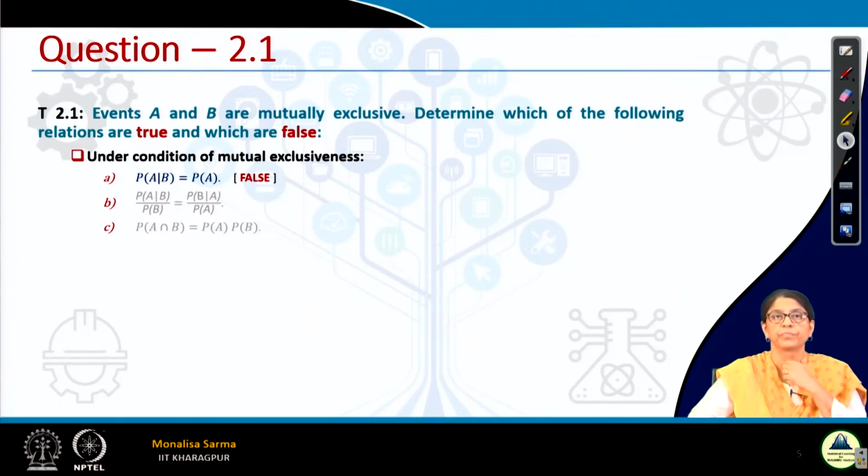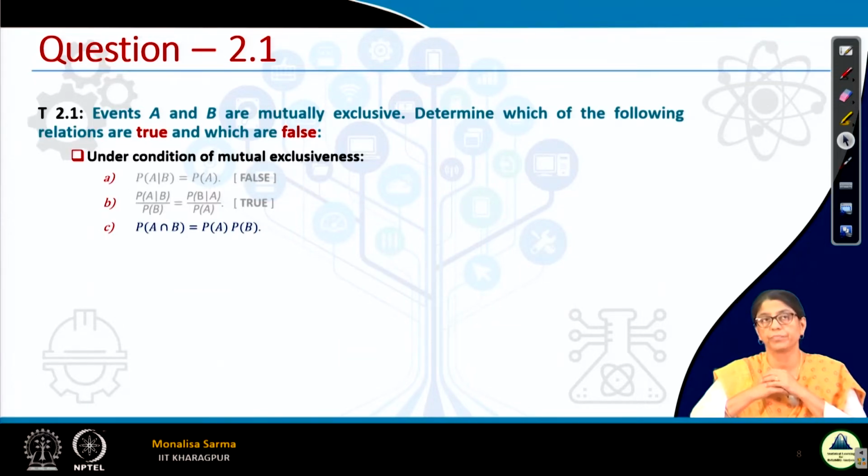So it is false. Now coming to the second one: probability of A given B by probability of B is equal to probability of B given A by probability of A. I think now you will be able to answer this question. Probability of A given B is 0, so 0 by P(B) is definitely 0, and the right hand side is also 0, so this is true. Then the third: probability of A intersection B is equal to probability of A into probability of B. Again, for mutually exclusive events, we have seen probability of A intersection B is 0, right? So this is false.